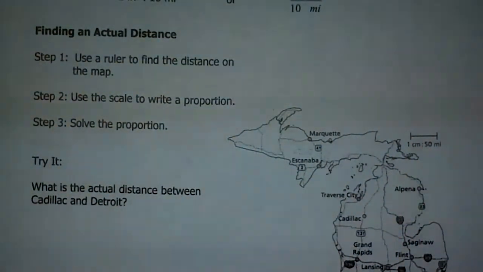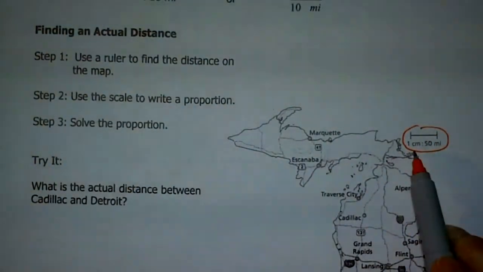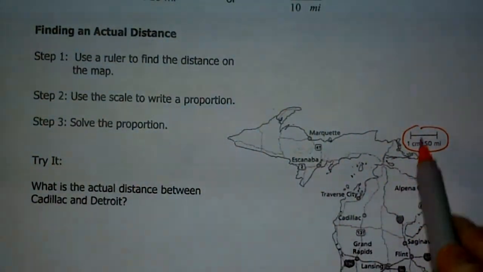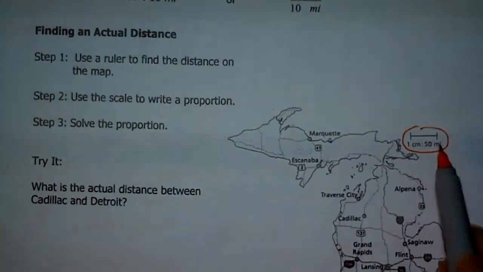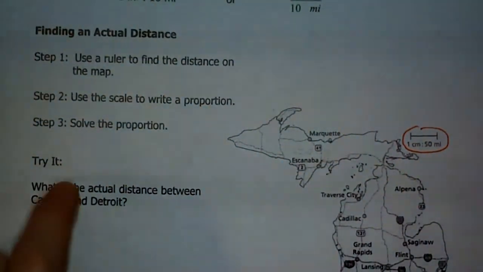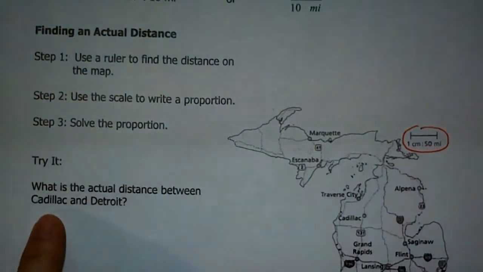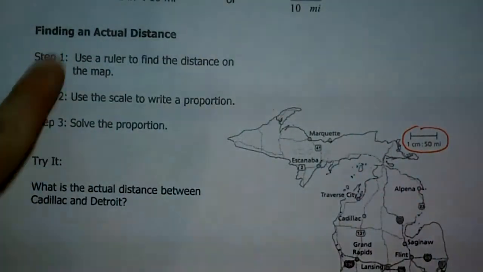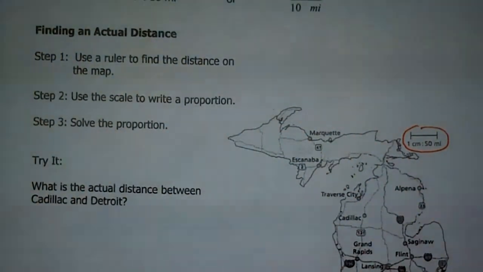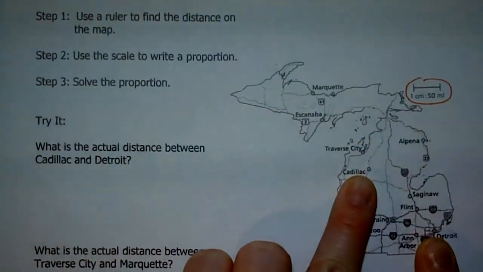What I want you to notice is right up here, it gives us a scale. It says that 1 centimeter is equivalent to 50 miles. So if you measure 1 centimeter on this map, you actually have to travel 50 miles to get from that point to the next, or that city to the other city. Alright, so I ask you to find the actual distance between Cadillac and Detroit. And these steps right here allow you to do that. So here's Cadillac, here's Detroit. I'll scooch it up a little bit.